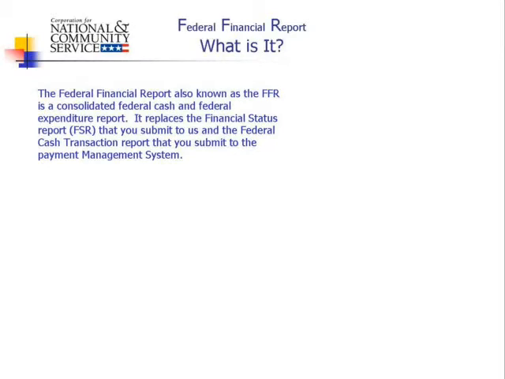What is the Federal Financial Report? The Federal Financial Report, also known as the FFR, issued by the Office of Management and Budget, also known as OMB, is a consolidated federal cash and federal expenditure report. It is replacing the financial status report that you submit to us and the federal cash transaction report that you submit to the payment management system. It also creates a government-wide standard for reporting periods and due dates.